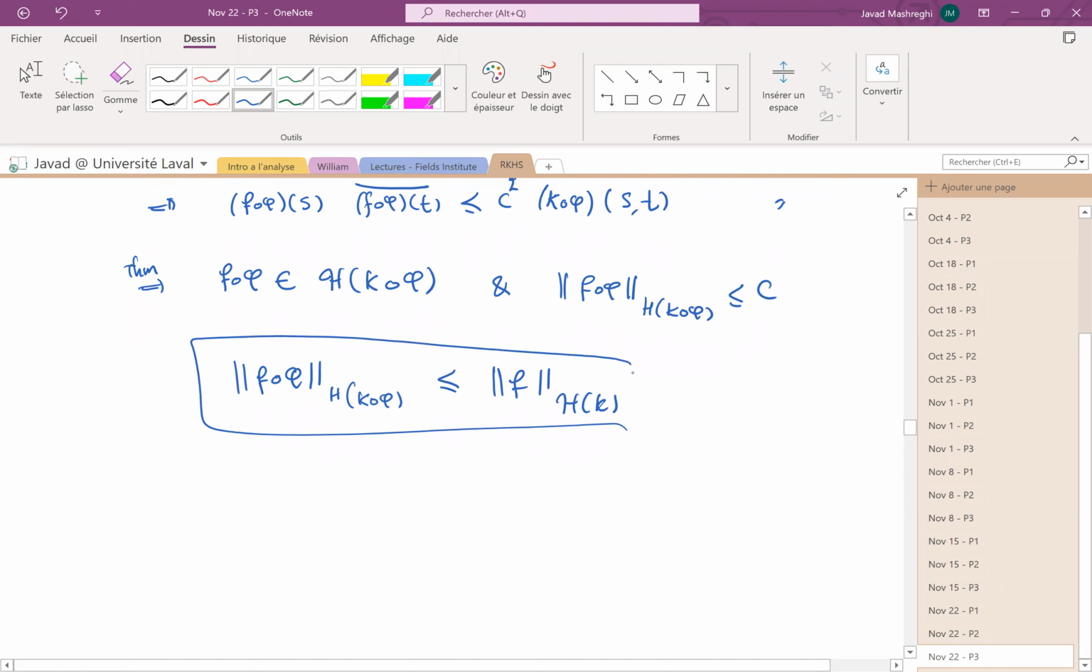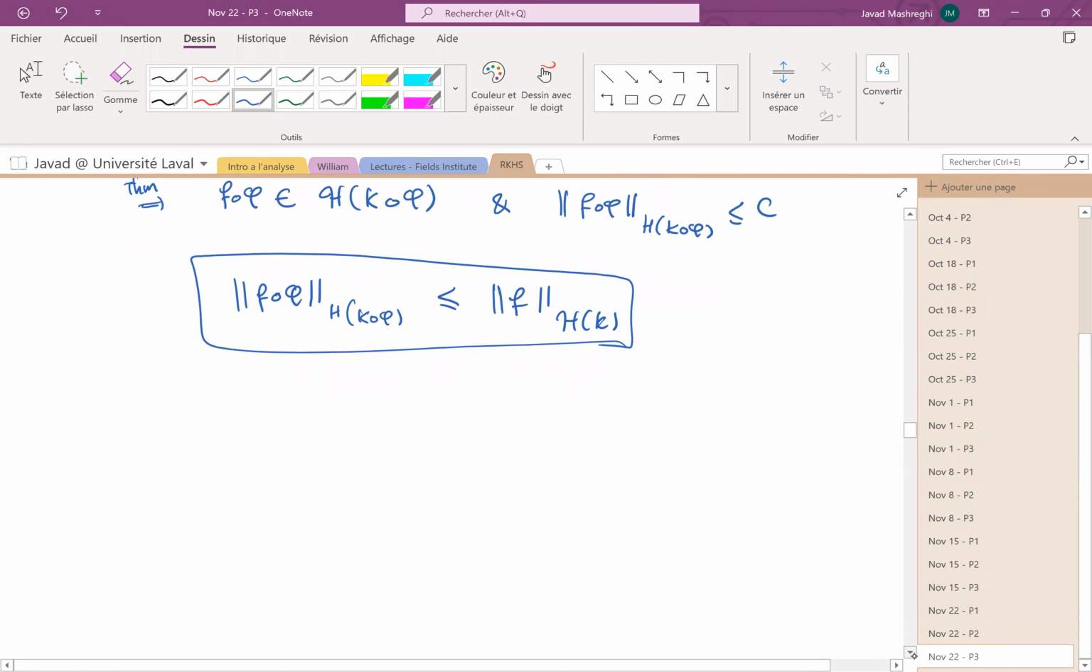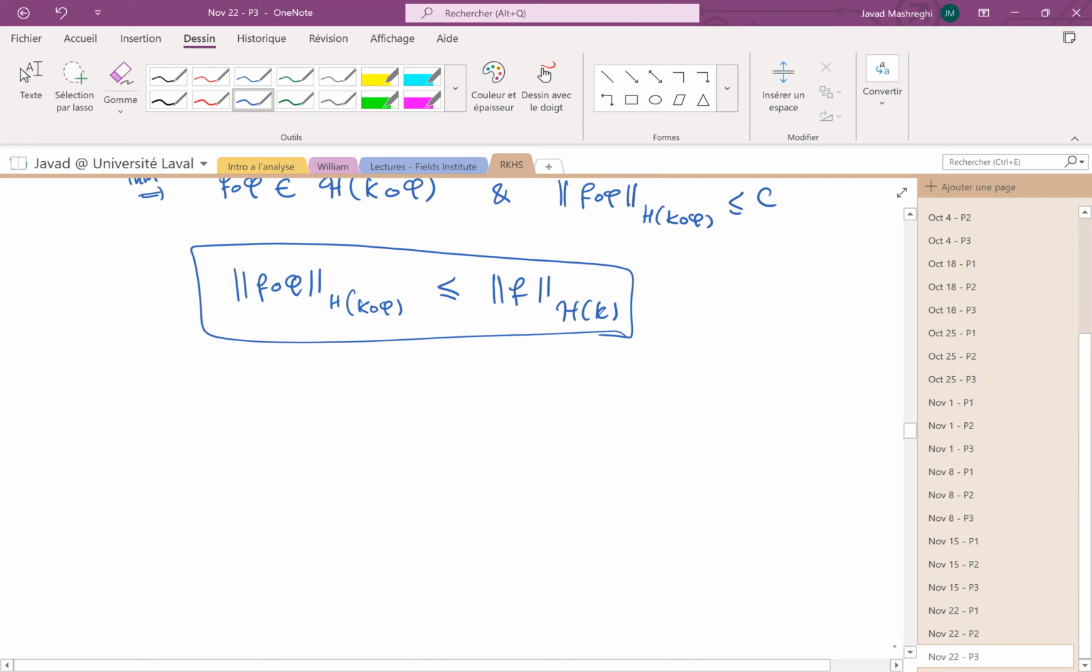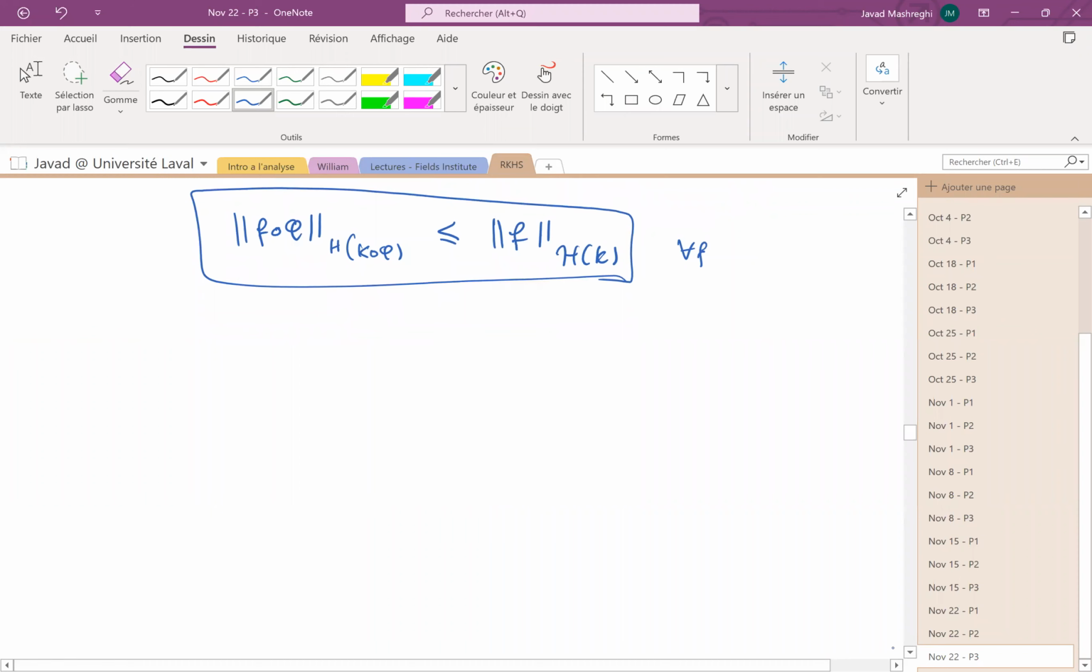This is one thing. But I want to show that for any f, if I consider all the possible representations for u and take the minimum, this inequality becomes an identity, an equality. And how can I do that? To do this, let L be the kernel of, instead of K of phi, I write L, it's simpler that way.